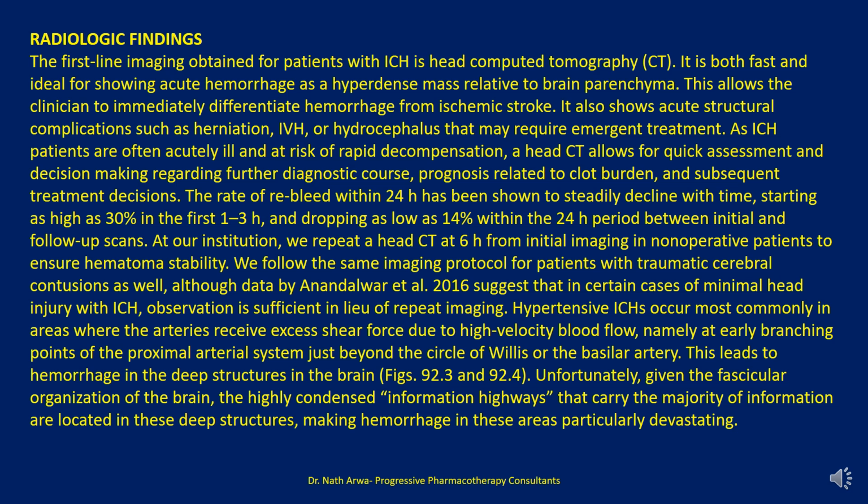Hypertensive intracerebral hemorrhages occur most commonly in areas where the arteries receive excess shear force due to high-velocity blood flow, namely at early branching points of the proximal arterial system just beyond the circle of Willis or the basilar artery. This leads to hemorrhage in the deep structures in the brain, as shown in figures 92.3 and 92.4. Unfortunately, given the fascicular organization of the brain, the highly condensed information highways that carry the majority of information are located in these deep structures, making hemorrhage in these areas particularly devastating.